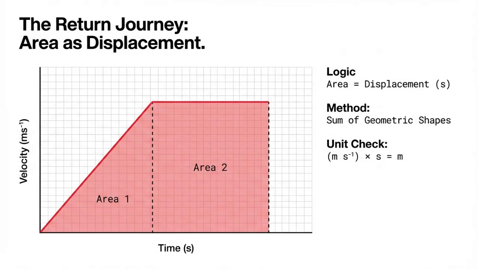Here, we see how the area under a velocity time graph can represent displacement. The graph is divided into two sections, Area 1 and Area 2. We calculate displacement by finding the sum of these geometric shapes. In this case, a triangle for Area 1 and a rectangle for Area 2. The logic behind this is straightforward, because velocity multiplied by time gives distance, so the units check out as meters. By adding these areas together, we determine the total displacement during the return journey, showing how the mathematical concept connects to the physical movement depicted on the graph.